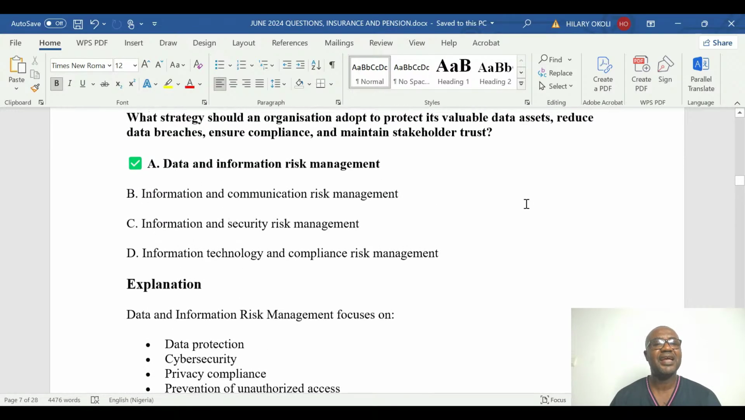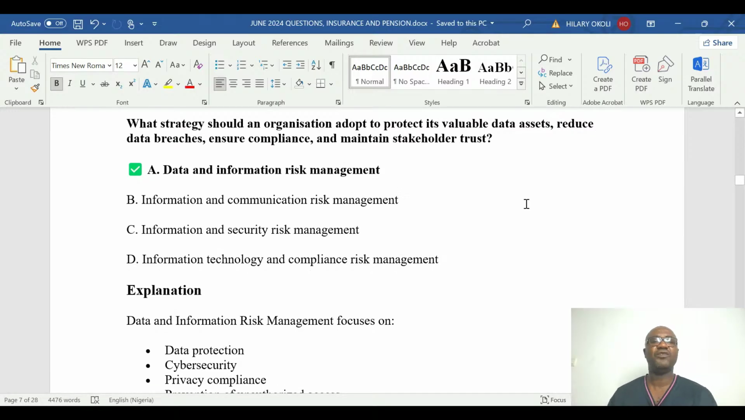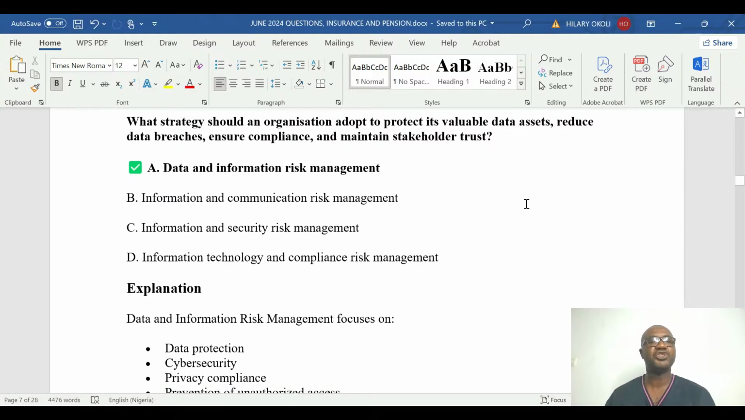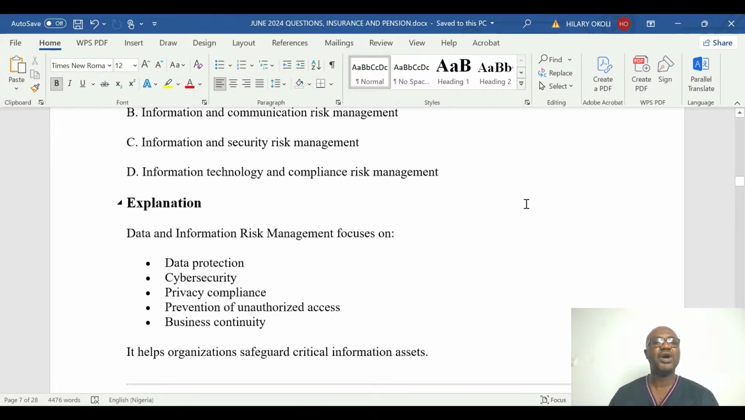The answer is data and information risk management. It is a strategy that should be adopted in order to protect the valuable data assets of any organization by reducing data breaches, ensuring compliance, and maintaining stakeholder trust. That's what happens there.